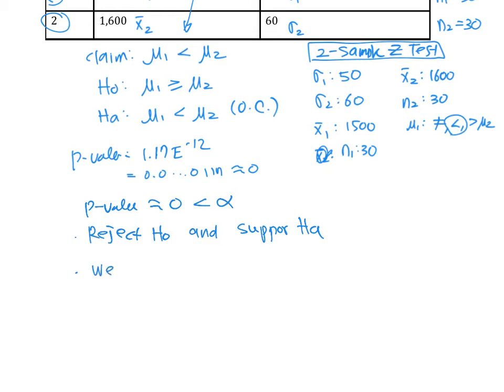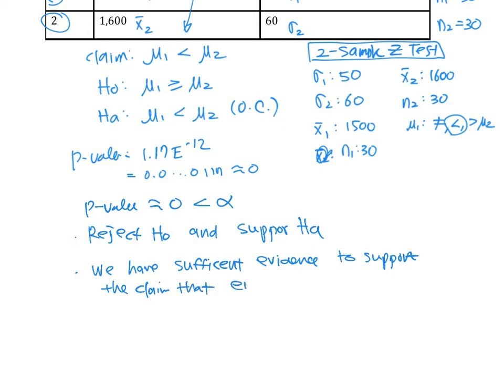So we have sufficient evidence to support the claim that engine type 2 has higher RPM than engine type 1. All right. So that's that.